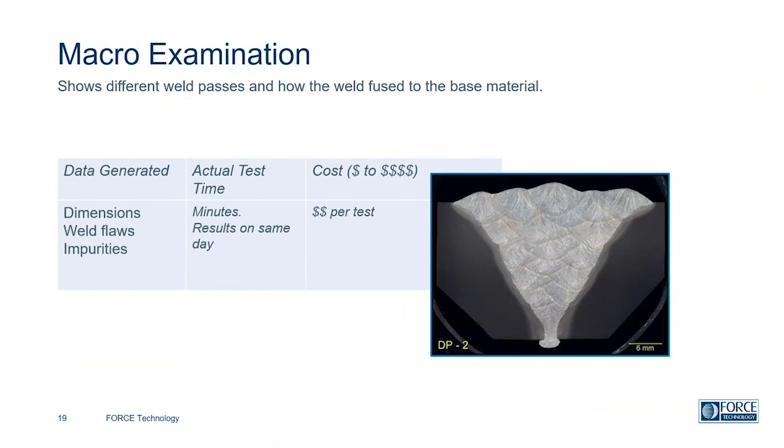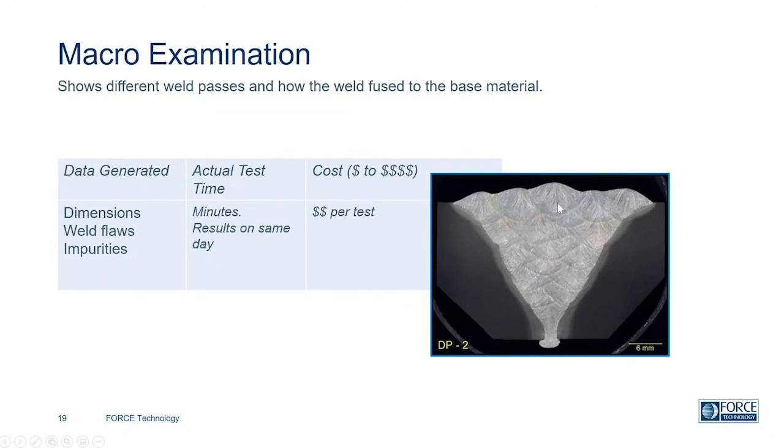Macro examination. This is another way to look at what's inside the weld. It will show weld parts and how the weld fused to the base material. It could also show us if there are any big flaws or impurities inside the weld. The results can be known very quickly, and are done in the same day. Normally, a welded sample is cut open, then we use a grinding paper, and afterwards we polish it and we etch it, and you can then see the macro details of the weld.